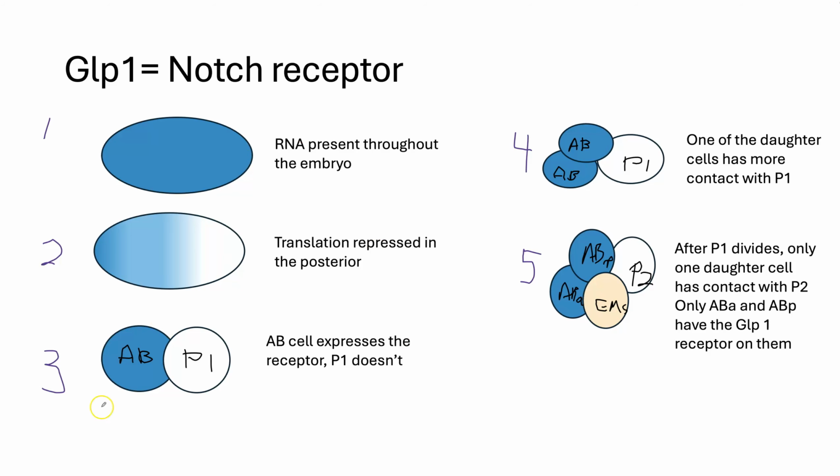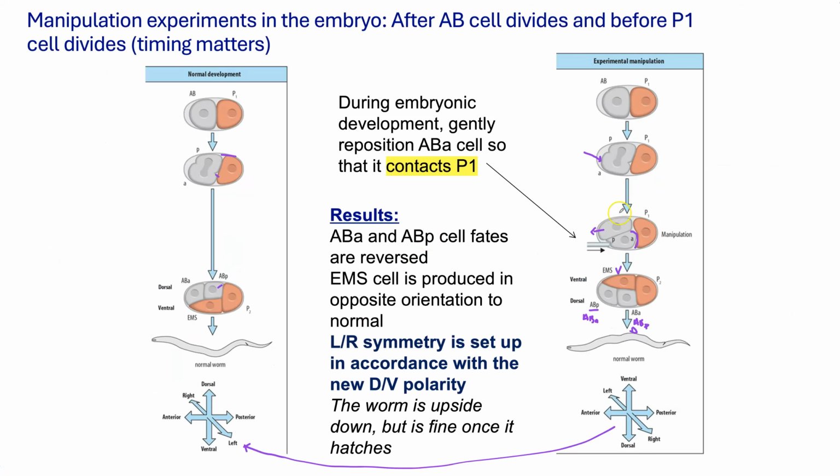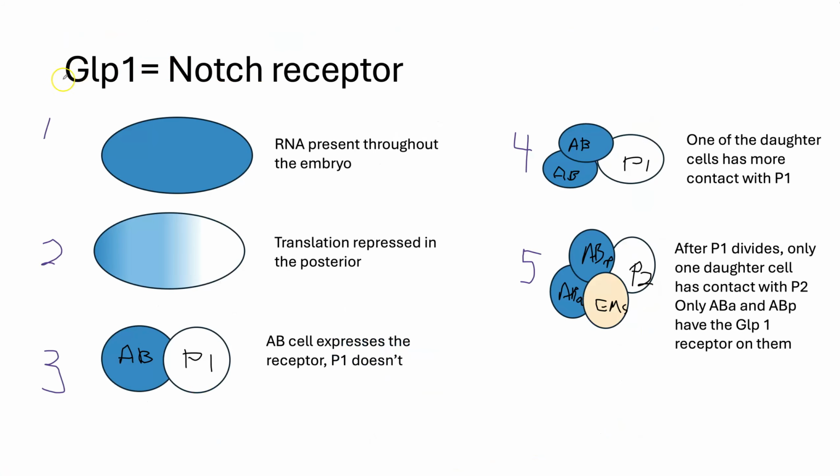Okay, so I want to talk about one of the first signals between the P2 cell and the ABA and ABP. And that involves GLP1, which is the Notch gene, the Notch receptor. Early in development, when the egg is first developed, the RNA for this receptor is present throughout the embryo, but the translation is repressed in the posterior. So translational repression in part of the embryo.